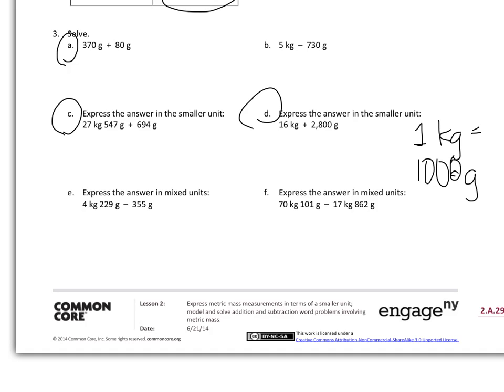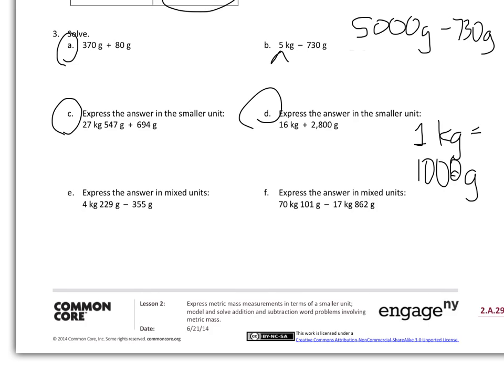For problems like B, where they're subtracting, there's multiple ways they can do it. The first way we learned today is change everything into the same form. So in this case, make 5 kilograms into grams, calling it 5,000, subtract 730. Students can solve and then reconvert anything over 1,000 grams into kilograms. That's one method. Another method that we talked about, I'm just going to move this over so that I can use the original problem.